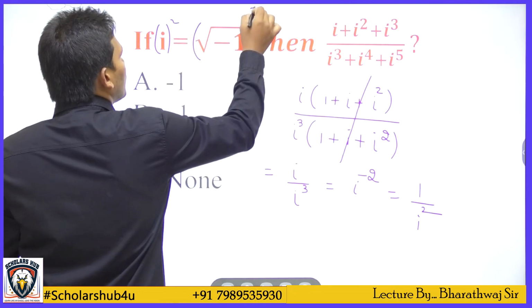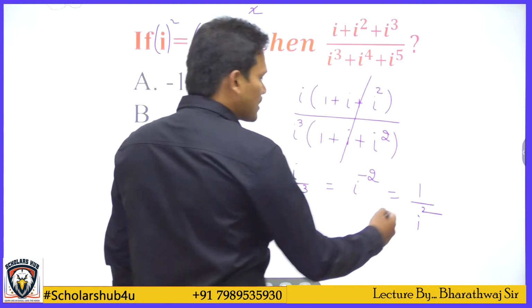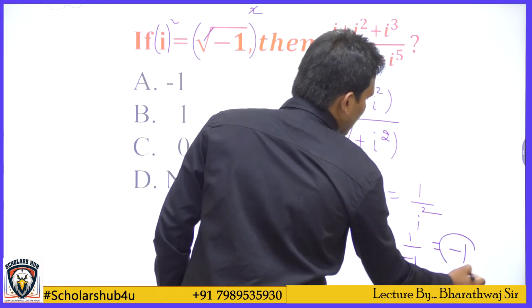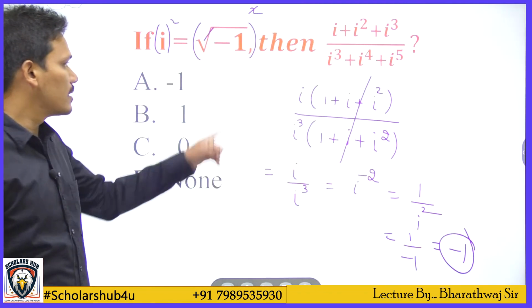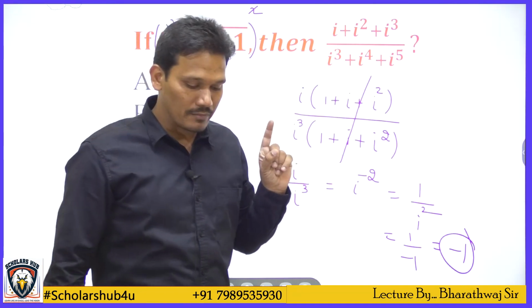So i square, the square and square root get cancelled, so i square equals how much? Minus 1. So you can put this i square value as minus 1. So 1 by minus 1. At last you are going to get minus 1 as the answer for this question. So option A is the correct answer.